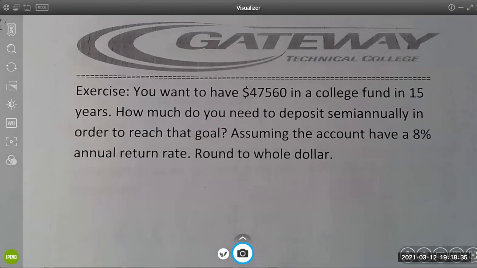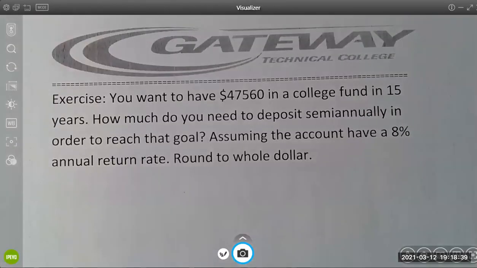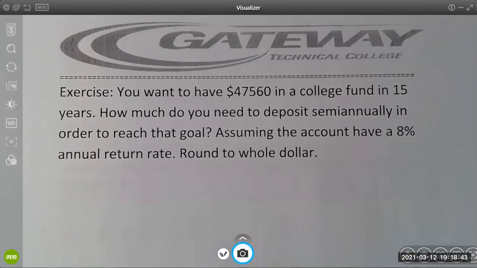And this is the last one for this video. Yeah, it is the last one. You want to have 47,560 in a college fund in 15 years. How much do you need to deposit semi-annually in order to reach that goal, assuming that the account has an 8% annual interest rate? We are required to round to the whole dollar for our answer. This is realistic.